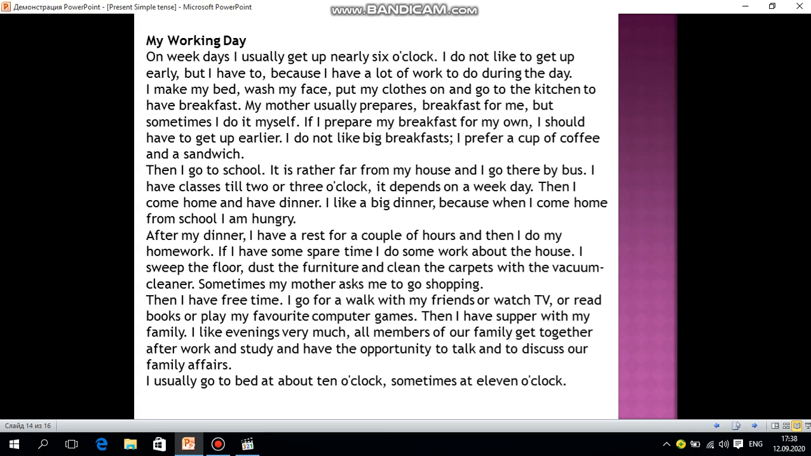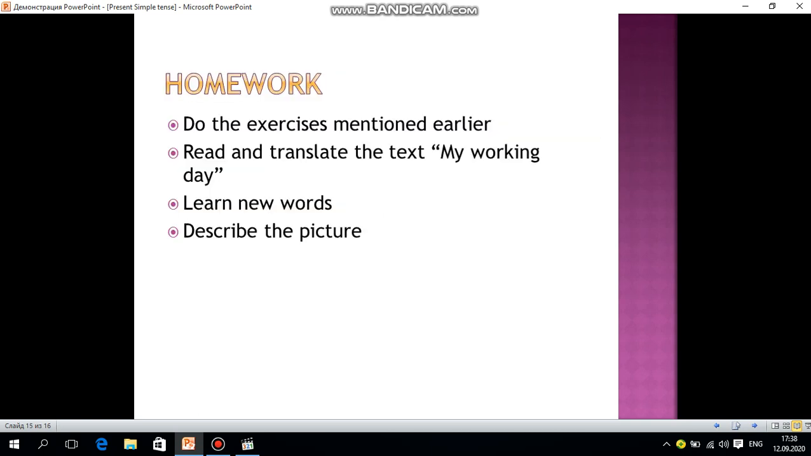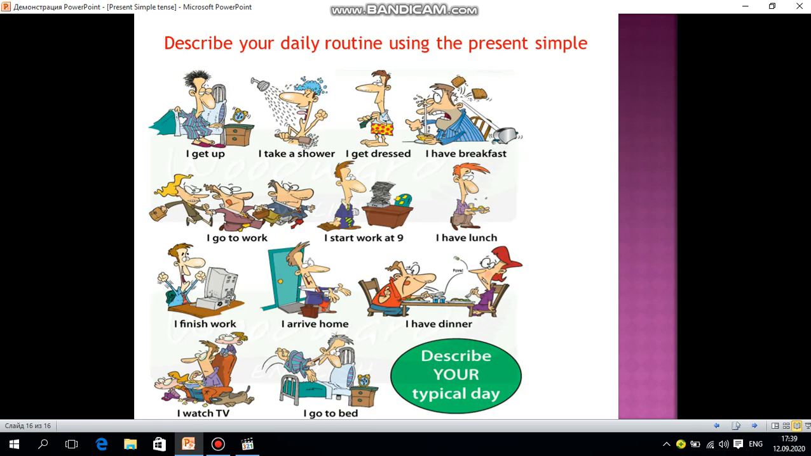Your home task will be to read and translate this text. Do the exercises mentioned earlier. Learn the words from the text and describe the picture. Describe your daily routine using the present simple.